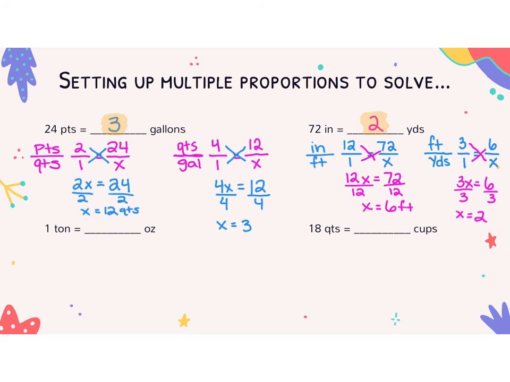For our last 2 problems, we will solve using the second method, determining if we need to multiply or divide. So we see 1 ton, and that equals a certain amount of ounces. Tons is a bigger unit, and we're moving to a smaller unit with ounces. So when we move from big to small, we need to multiply.